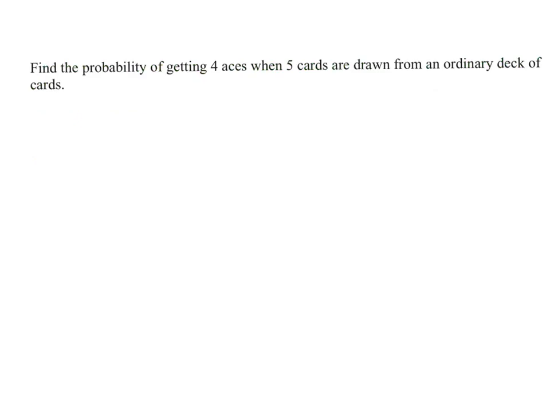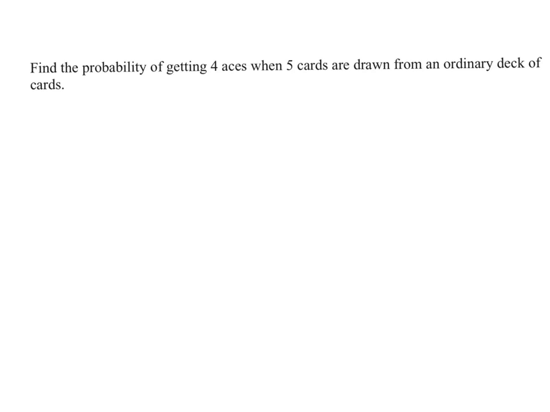Here's the first problem. We're going to use cards a lot in these problems. We're going to find the probability of getting 4 aces, so 4 of a kind, from an ordinary deck of cards. That's a pretty good poker hand. Besides a royal flush, that's the best hand you could get. Unless you get a Yahtzee. That's not cards, that's dice.